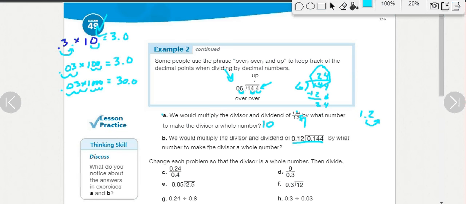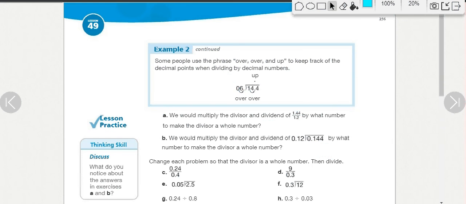How about this one? It looks different, but similar principle. 144 thousandths divided by 12 hundredths. Multiply this by how many zeros to make it a whole number? 2 zeros. What number has 2 zeros? How did I figure that? Because there were 2 numbers after the decimal that I needed to move it. 1, 2, and there are 2 zeros in 100. We would multiply it by 100 to make it 12, which is a whole number divisor. See? Just what you want.